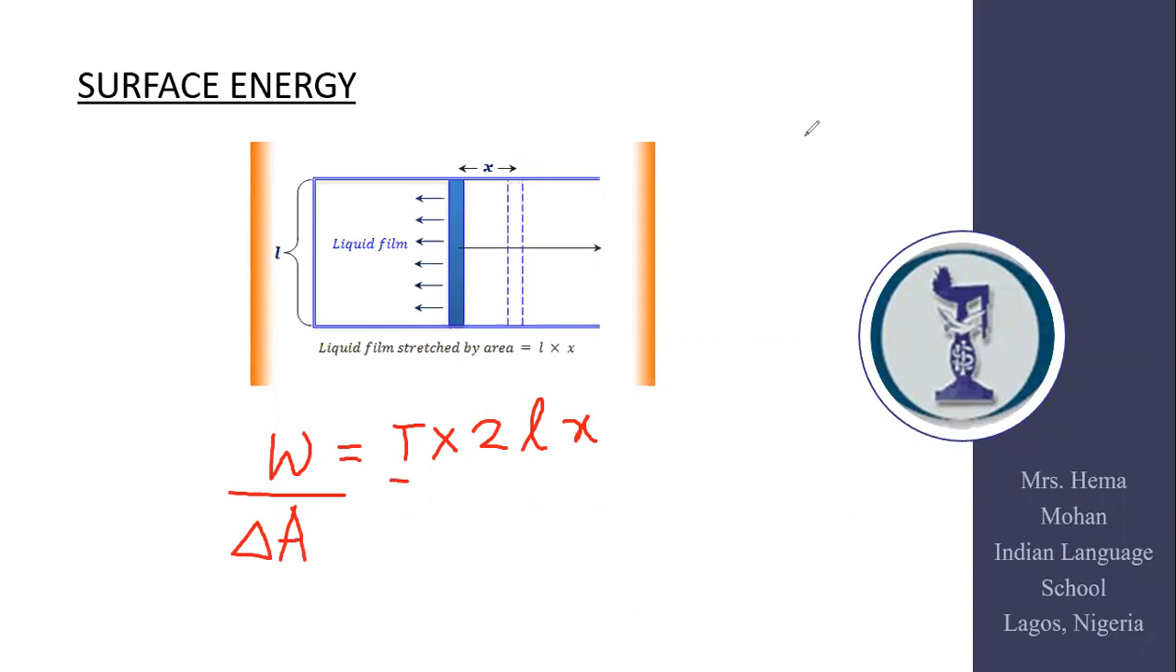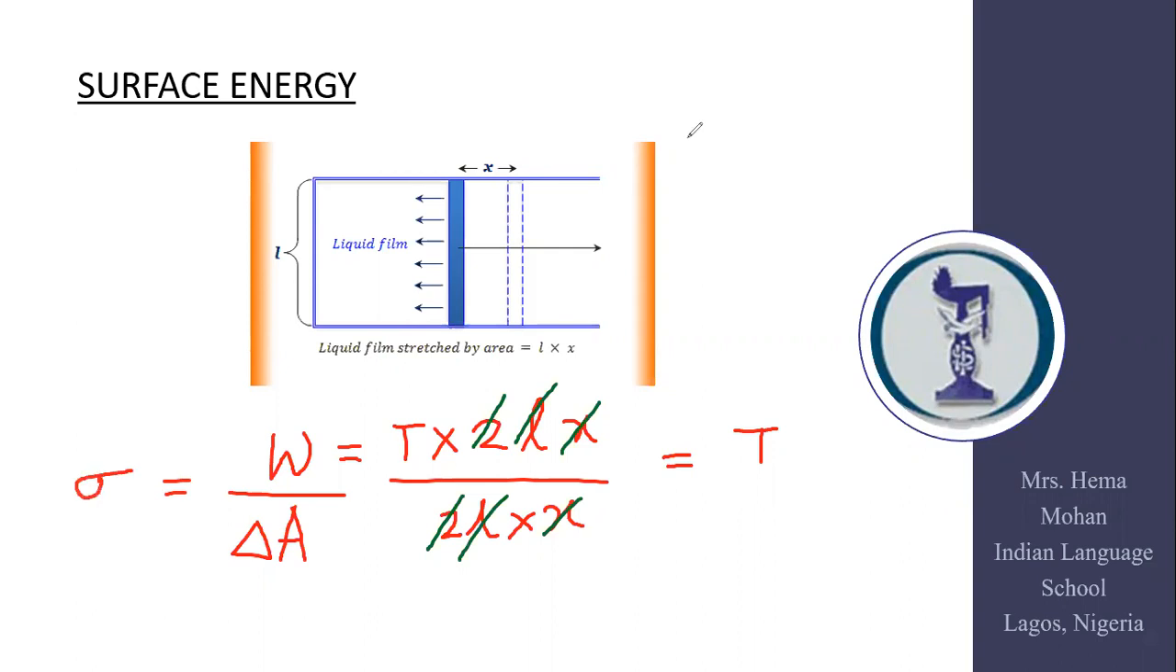Now, how much has the area increased? Again, twice L times X, the area has increased. If I cancel out the common terms in the numerator and the denominator, I am left with nothing but surface tension. And this quantity of work done per unit increase in the surface area is what we call sigma, the surface energy of the free surface of any liquid.